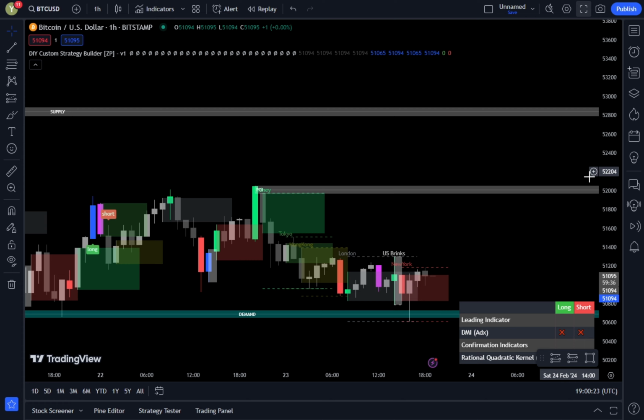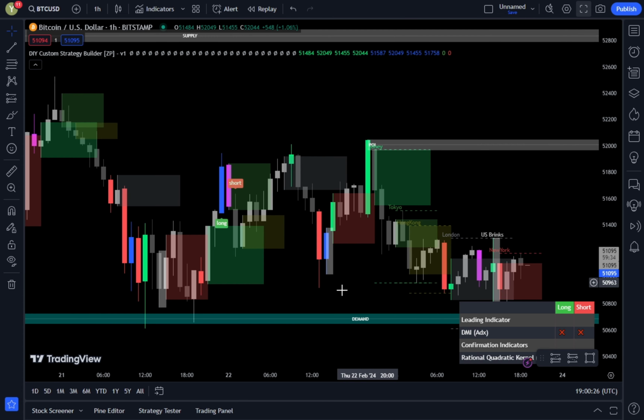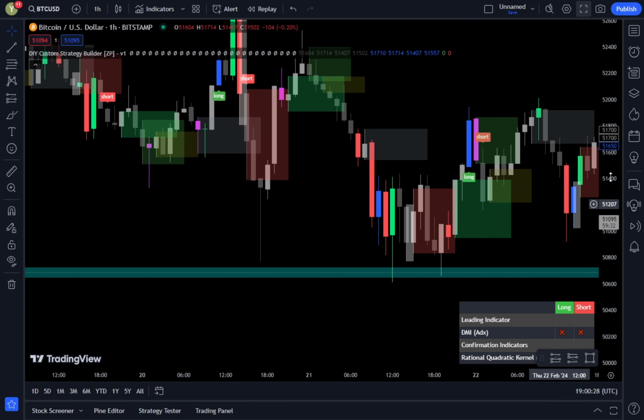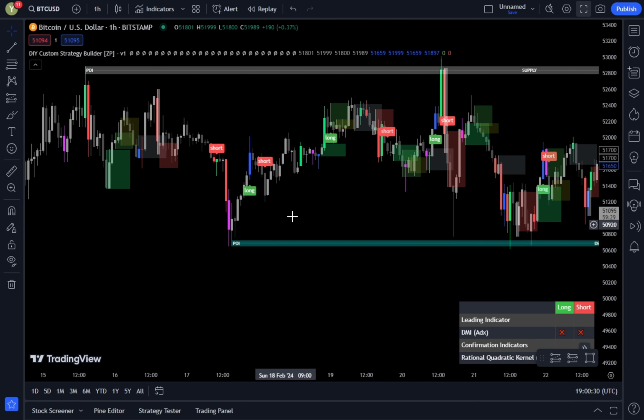Remember to always consider price action and supply and demand levels for final trade confirmation, and backtest any trading strategy before using it with real money.